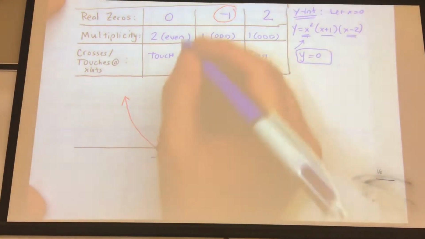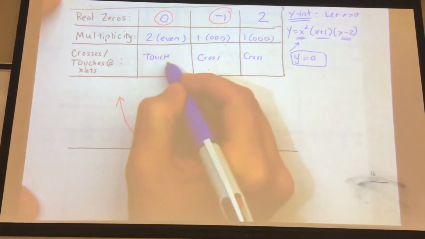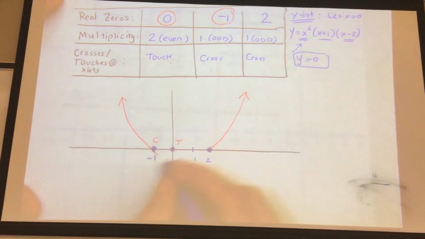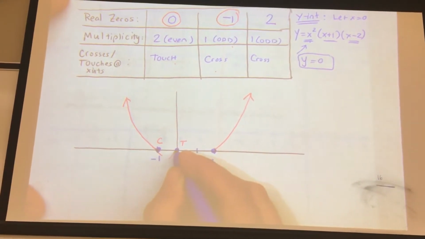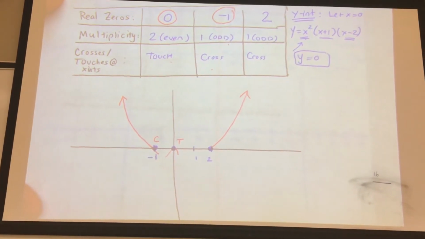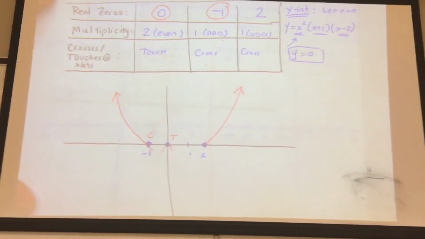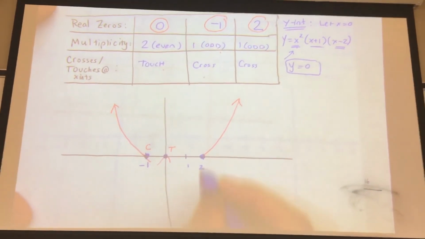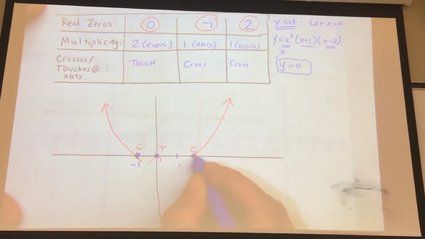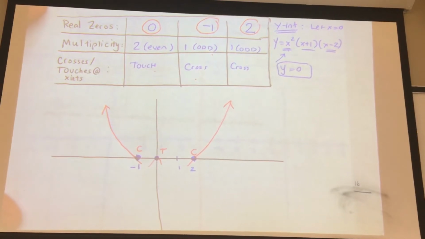At 0, which is coming next, its multiplicity was even, so I'm going to touch it. So I'm going to touch here. So at some point, I have to turn around. I come up and touch and turn around. And at 2, its multiplicity was odd, so I have to cut, don't I? So I'll cut. Now, how many turns could I have had?